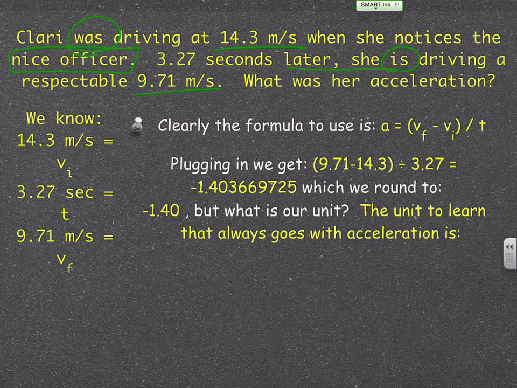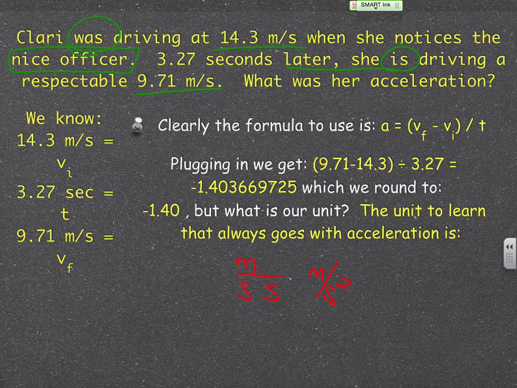Again, here we have to figure out what our unit is. Today we learned about acceleration. Before we learned about seconds and meters per second, but now we're going to have a new unit that goes with acceleration. How this comes about is quite easy. In the formula, inside the parentheses, we had meters per second minus meters per second, which gives me meters per second. Then I divide by 3.27, which is in seconds. If I'm dividing, that seconds is going to be on the bottom, so I have two S's next to each other.